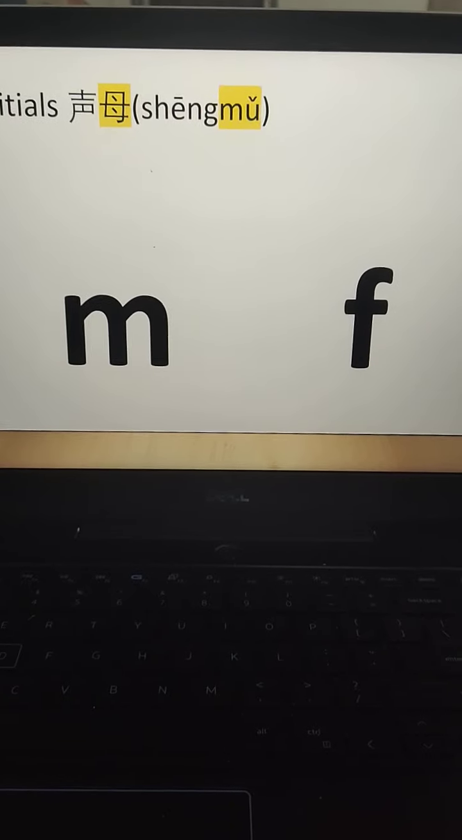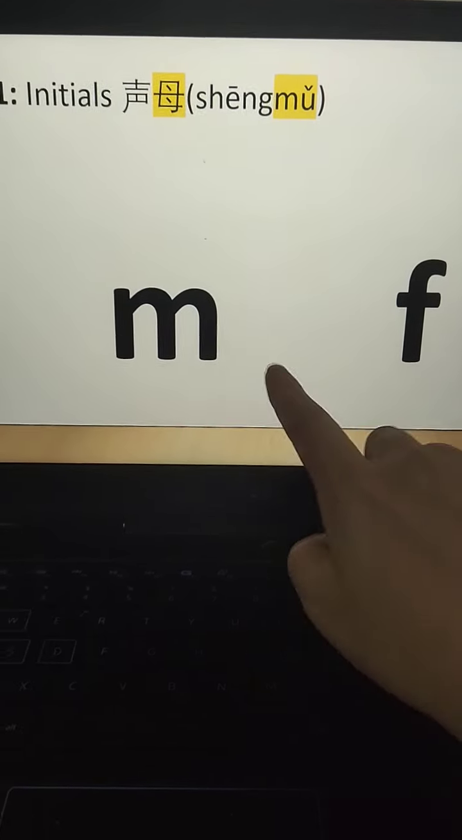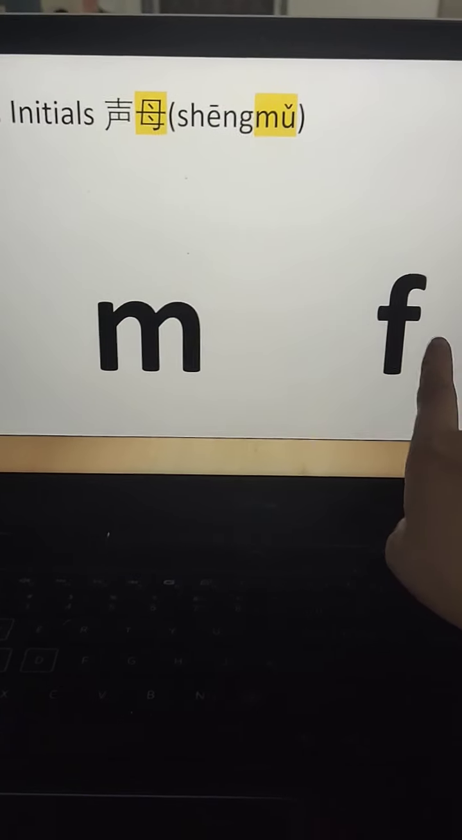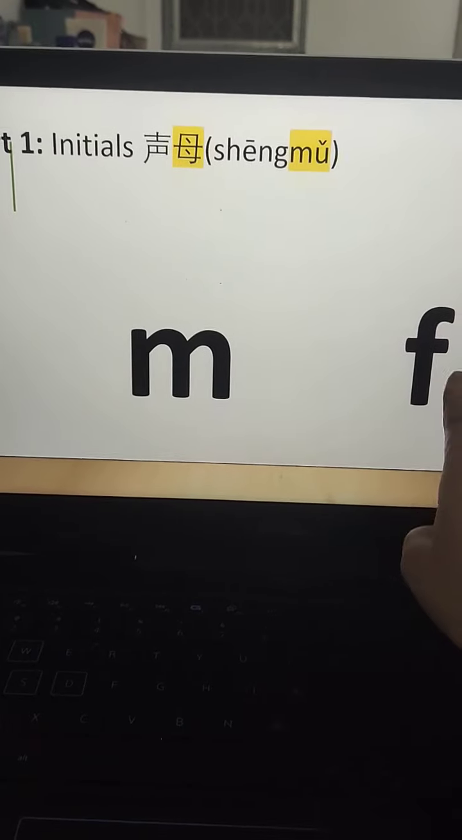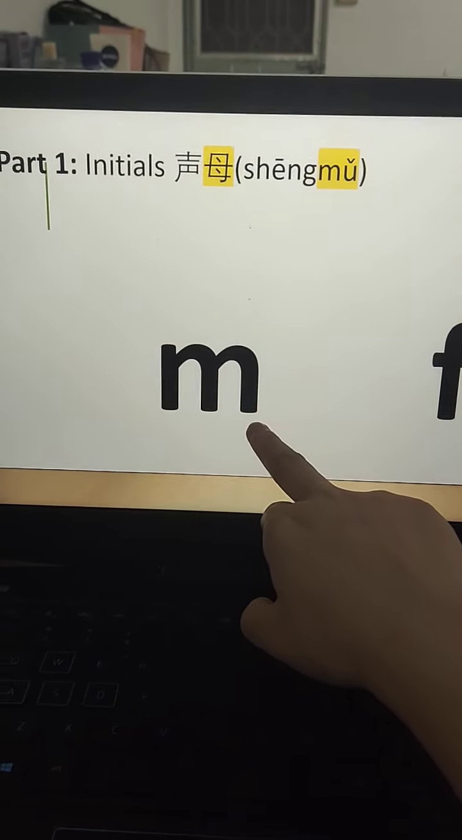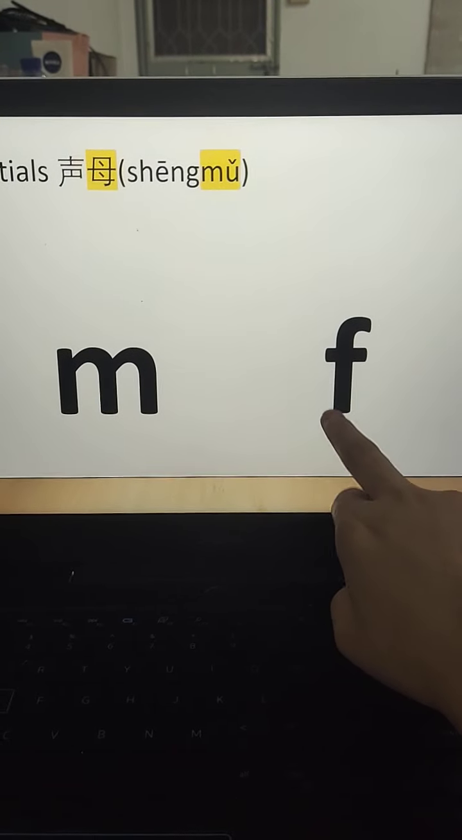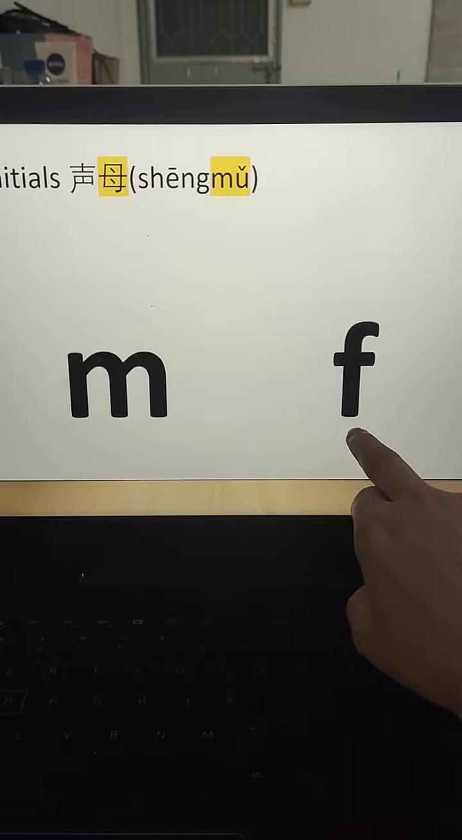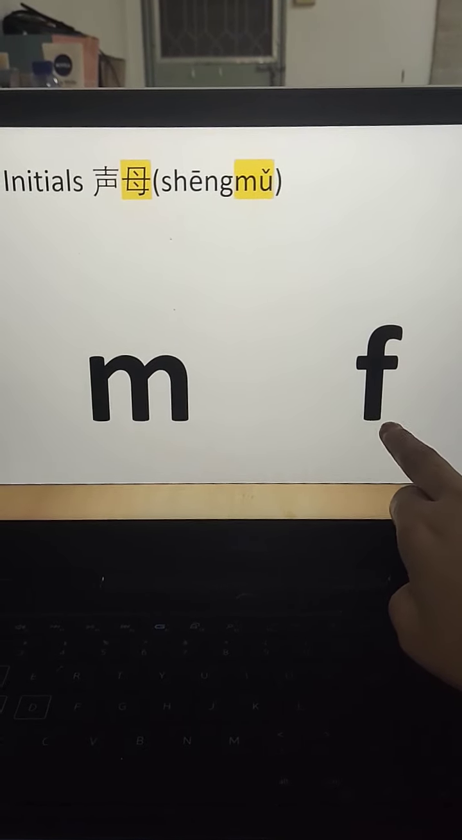Let's see this one. This is also the same with English pronunciation. So we already know this is m, right? This is f, right? So we put o here to make it sound loudly. Mo, mo, mo. This one, fo, bite your lips. Bite the lip, fo.